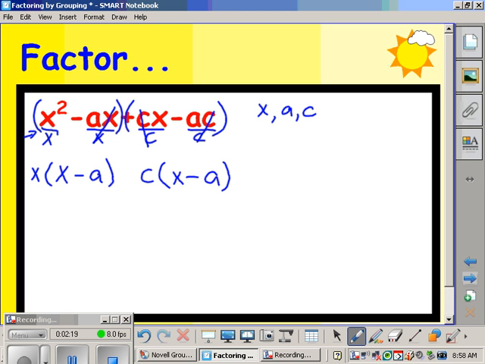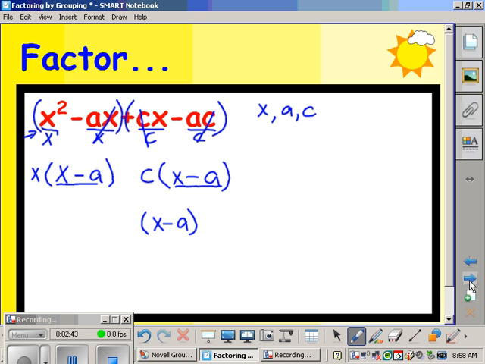Now, once you factor out the greatest common factor of each set of parentheses, we're then going to bring these back together. And the way that we do that is this. You should notice that the remaining binomial in parentheses match. So what we're going to do is drop down just one of the two binomials that match. So the x minus a will be one of the factors.